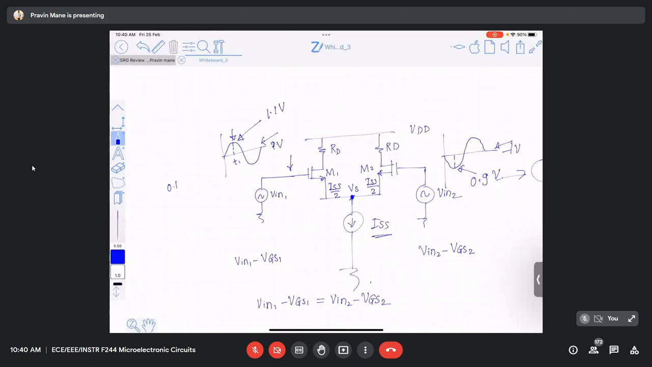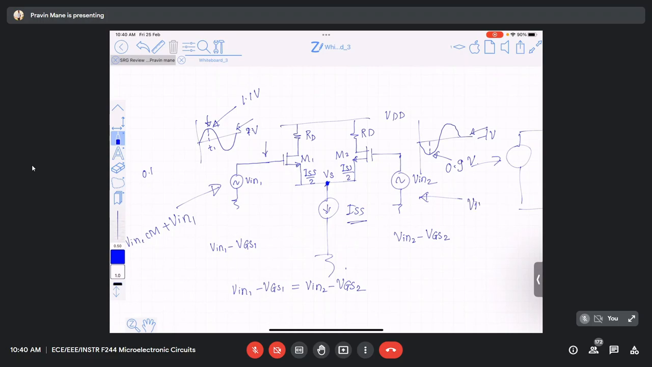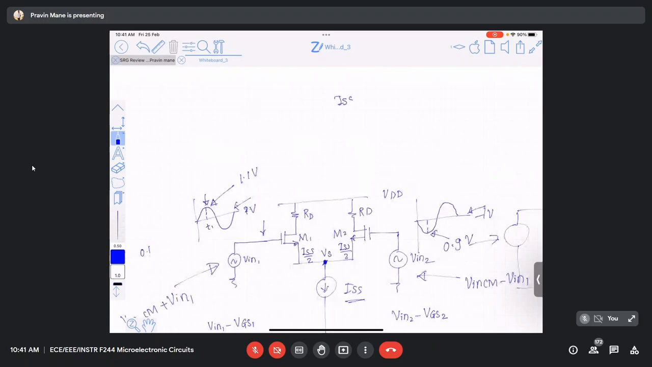Because I'm not applying the same gate voltage now. What is the input voltage here? It is V in CM plus V in 1. And what is the voltage here? V in CM minus V in 1. So the current through M1 will increase and the current through M2 will decrease by the same magnitude. So the current flowing through M1 is ISS by 2 plus delta I. Why has delta I come? Because I applied differential voltage now. What will be the current flowing through M2? ISS by 2 minus delta I.